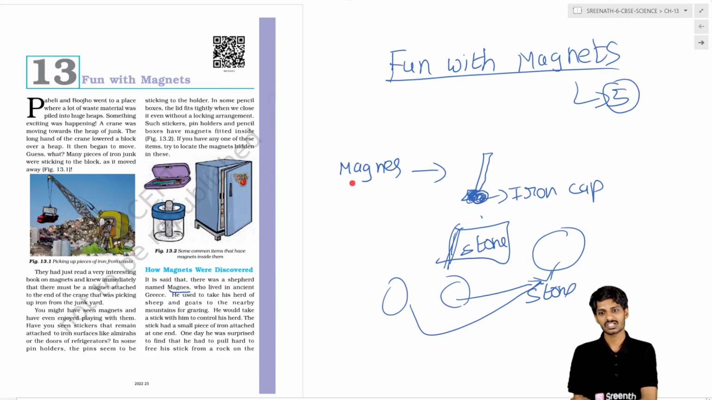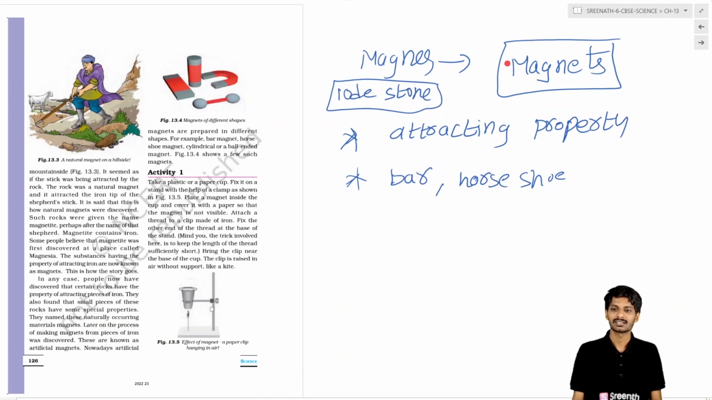First, in the introduction, there is a shepherd called Magnus. He has a stick which has an iron cup. It got stuck to a stone while he went onto a hill. So that stone attracted this iron cup. In honor of Magnus, who discovered this attracting property, we call the materials showing the attracting property magnets. So a magnet has an attracting property.